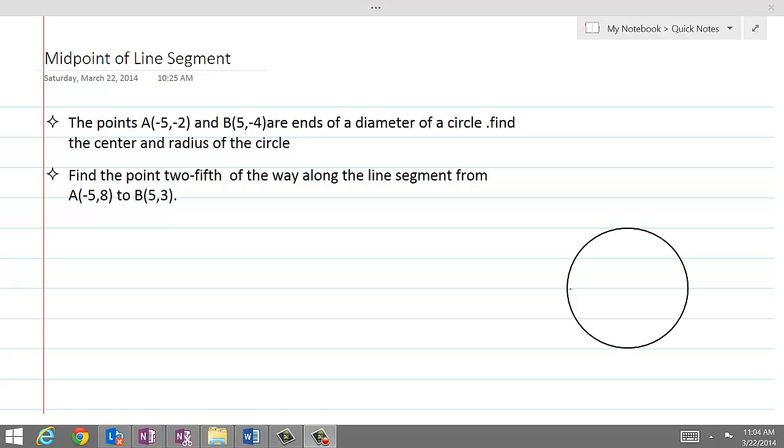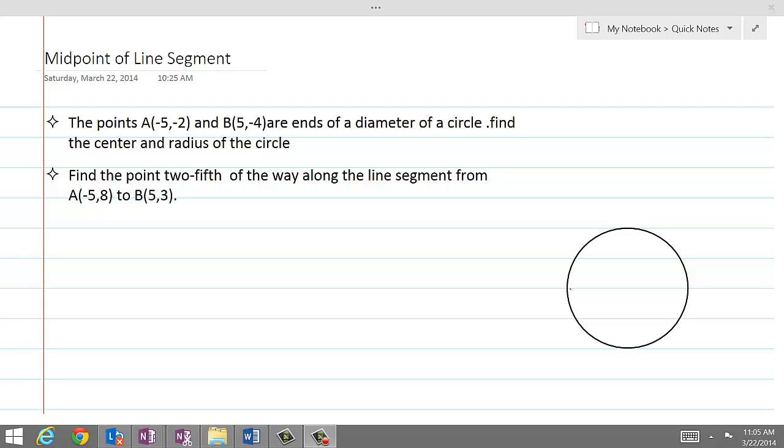In this lesson, we will find coordinates of the point P, which divides the join of given points A and B in the ratio K1, K2. Let's get started with the question. Here we are given 2 points as endpoints of the diameter, and what is required of us is to find the center of the circle and radius of the circle.